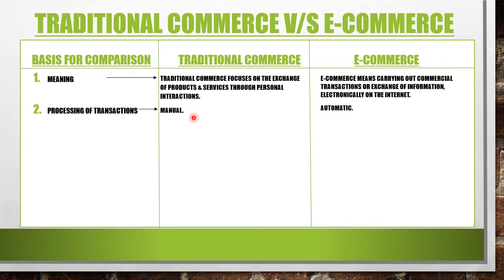But in case of e-commerce, what happens? Whatever type of dress you want, you have to filter. If you want a western dress, you search in the western dresses. Then if you want to select a specific color, there also you filter the color. So everything will be done automatically. That is called processing of transaction, manual and automatic.